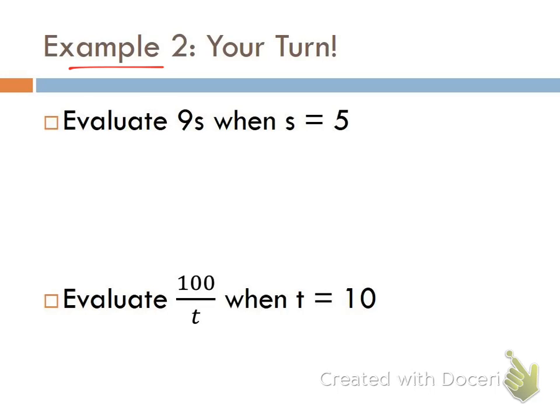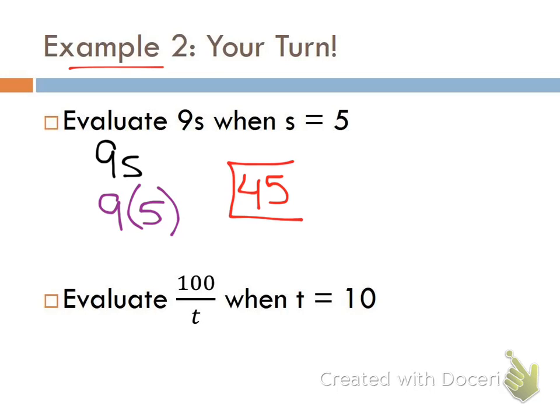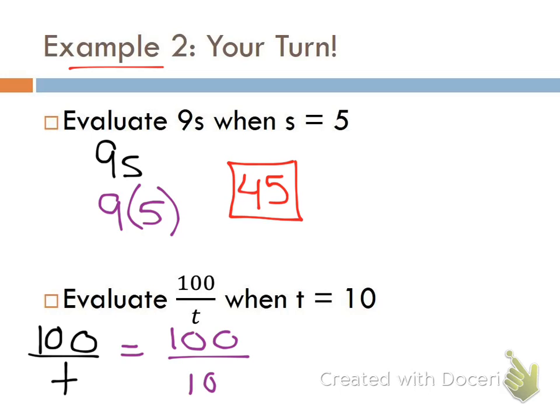All right, so 9s, substitute what for s? What do I substitute? 5, okay? So it's not 95, right? What do I need to remember? Parentheses around my 5. So 9 times 5 is what? 45. All right, and then 100 over t, substitute what? 10. So 100 over 10. And what is my answer?